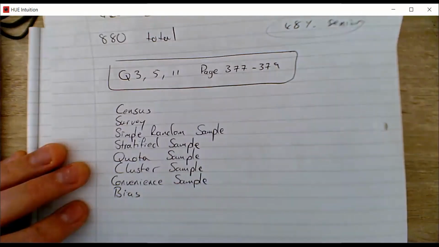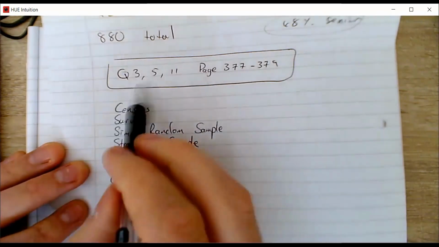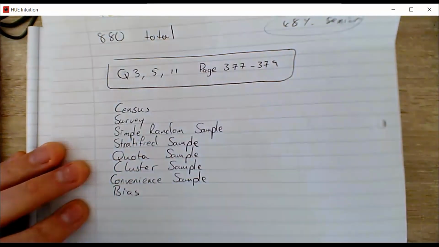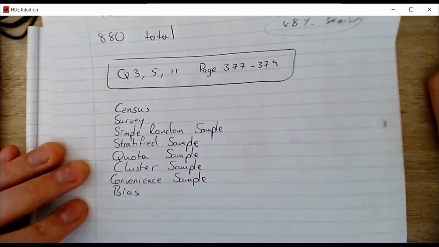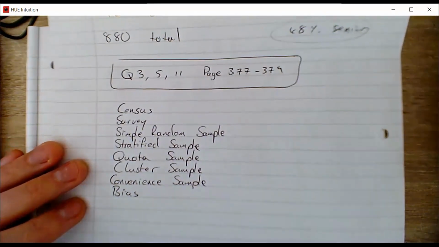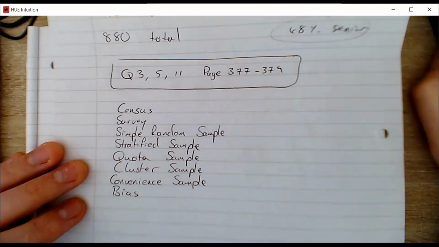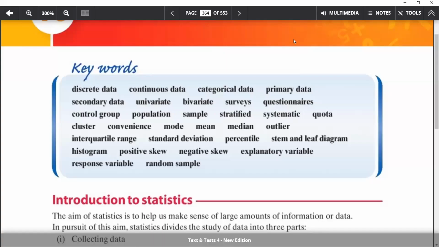Okay, so as well as making sure you've got 3, 5, and 11 done in your copybook, can I ask you to write a short note on each of these terms, please? And then, as usual, the list of keywords at the start of the chapter is a very good place to go to finish off. And make sure you know that you can explain as many of these as possible.